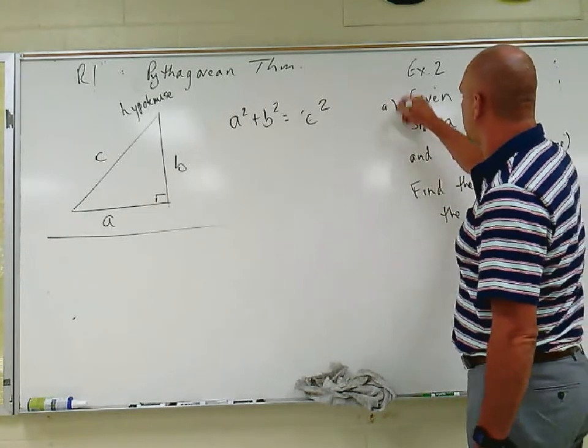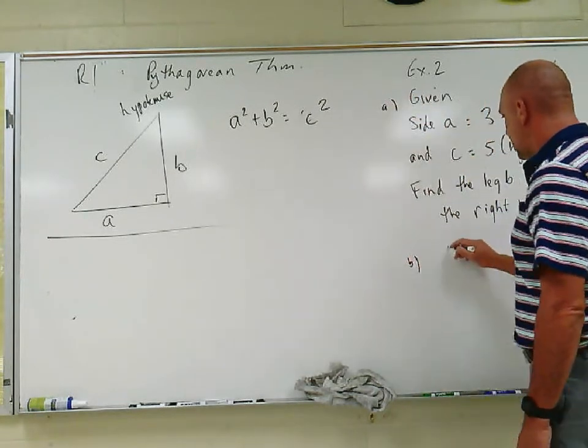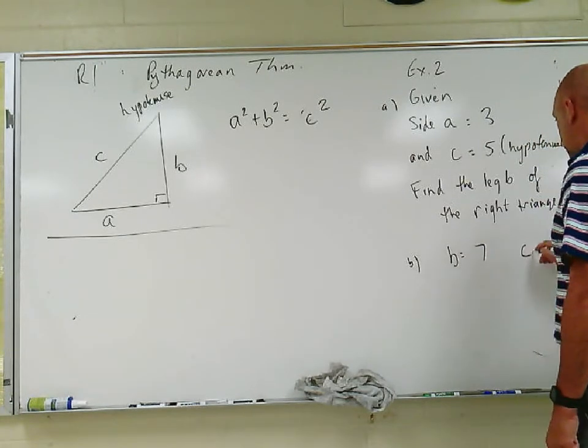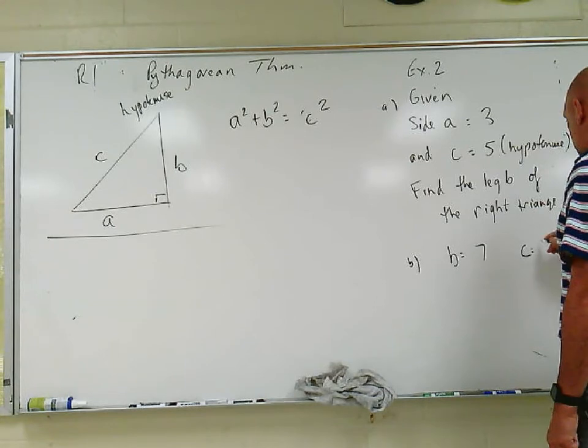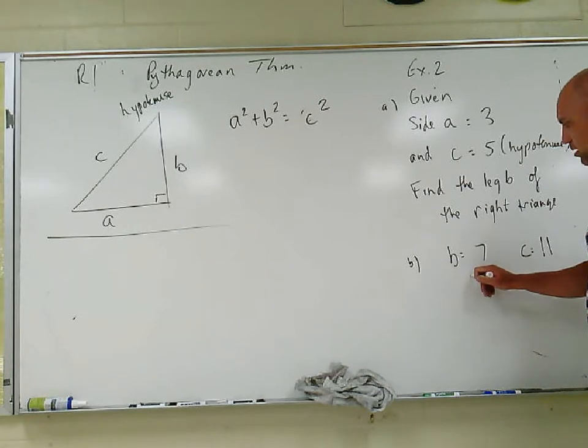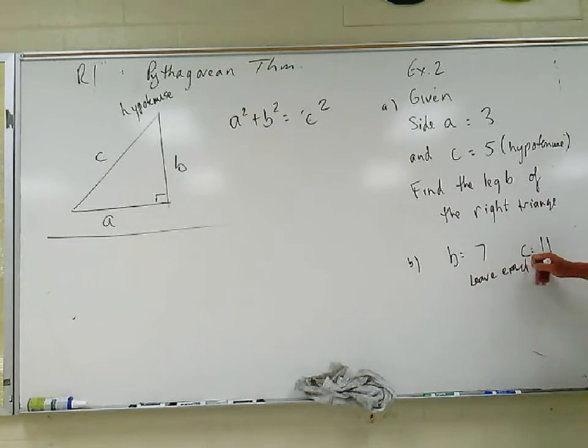We'll call this part A, and part B we'll say side B is 7, and side C is 11. Okay, and we'll do that one. And this one we'll leave exact. So we'll do these 2 examples, and that should be a pretty good review of Pythagorean theorem.